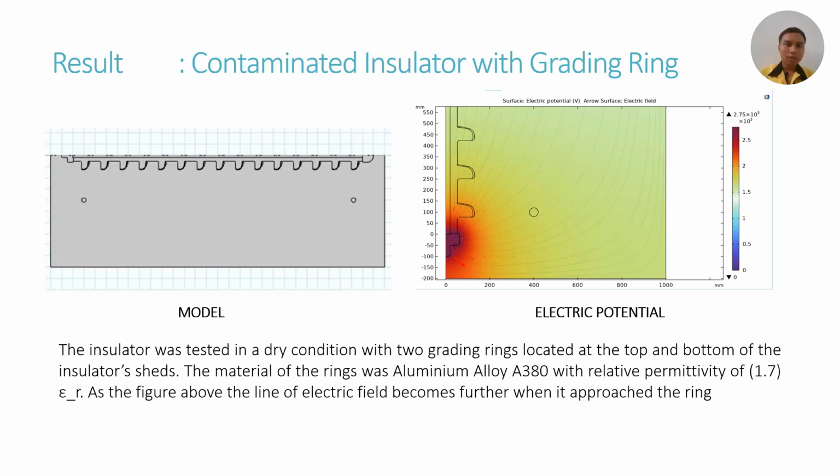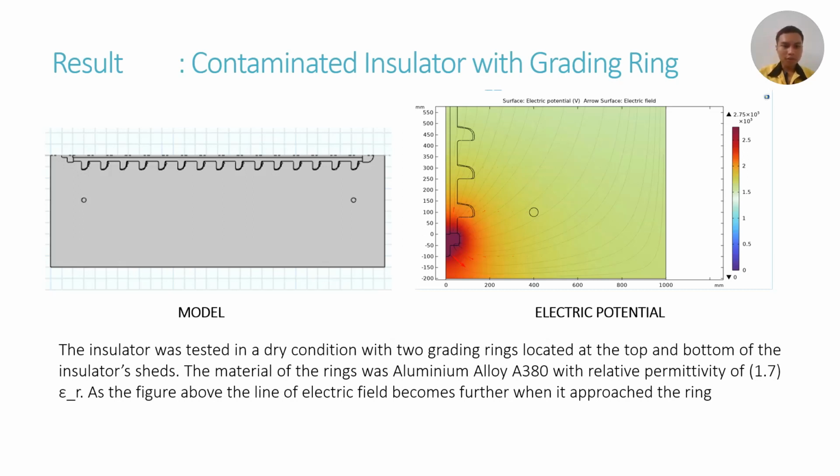So the last one is the contaminated insulator with a grading ring. Okay, if you look at the model, on the left side is the bottom of the insulator. There is one dot, which is the ring, and the top of the insulator has a ring also, so they have two rings in here. On the right side is the electrical potential.